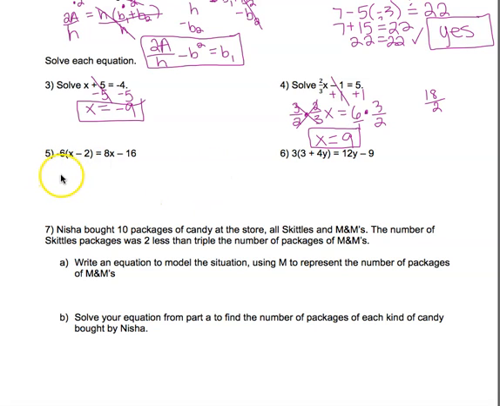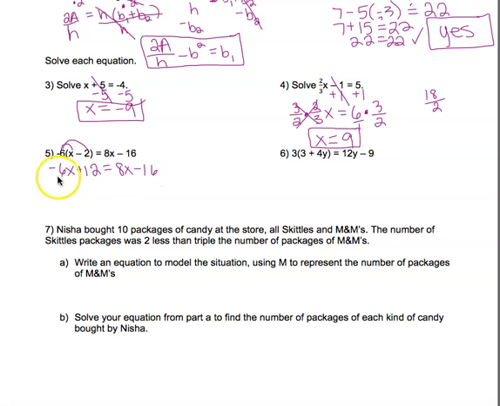All right, number 5 here. This time I have some simplification to do. Step 1 is not finished because I have some distributing that needs to happen on this left side. So -6 times x is -6x. -6 times -2 is +12.